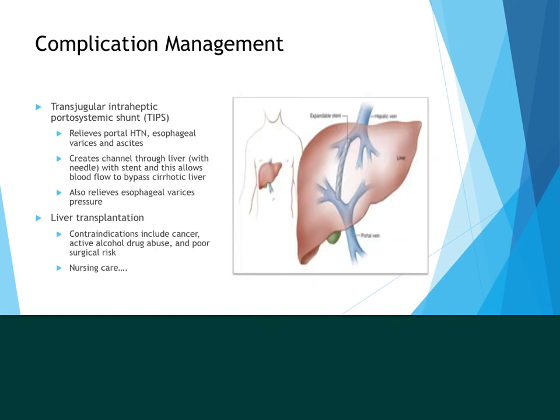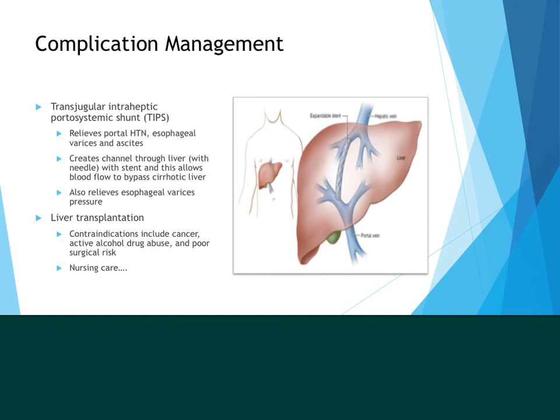A TIPS shunt just allows blood to be bypassed around the diseased liver. And the reason a TIPS is helpful is it helps decrease portal hypertension, and if you can decrease portal hypertension, you'll have a decline in esophageal varices, ascites, systemic hypertension, all the things that go along with portal hypertension.